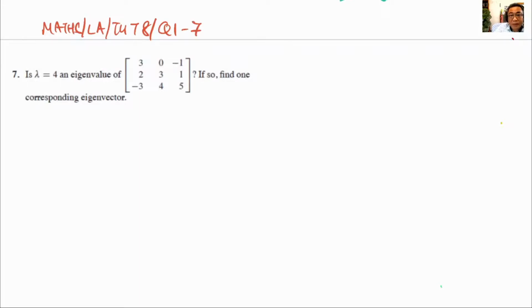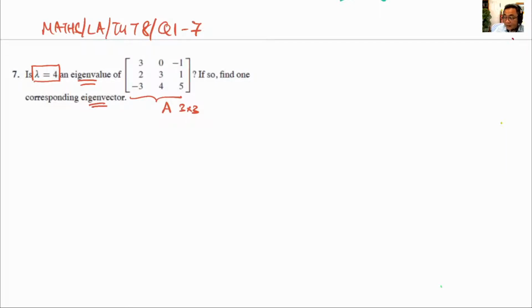Right, this is Maths Linear Algebra Tutorial 8, question 1, part 7. In this question, we're given a matrix A, a 3 by 3 matrix, and we are given that lambda equals 4 is an eigenvalue of this matrix, and we are supposed to find the corresponding eigenvector.